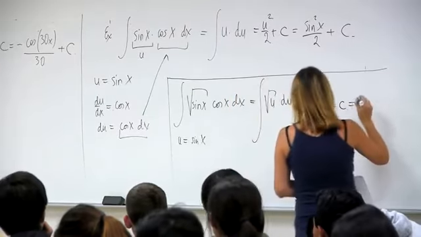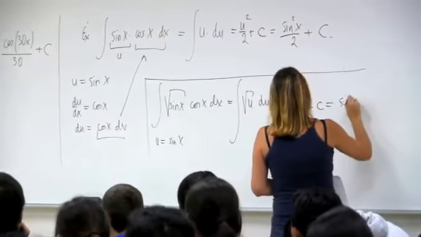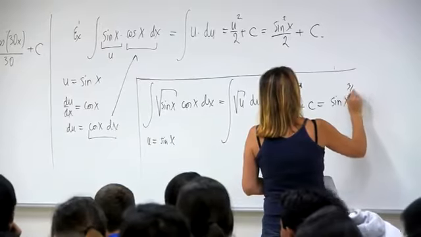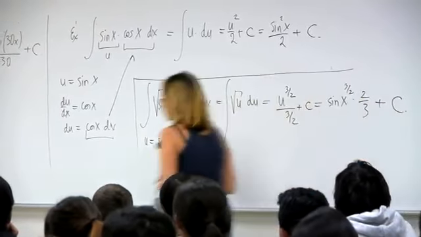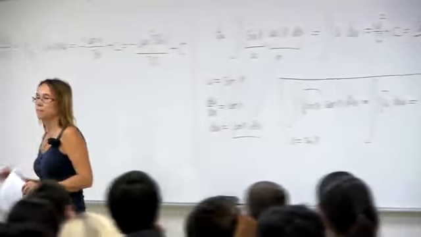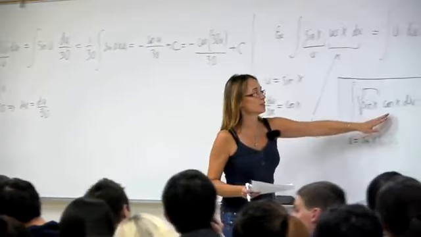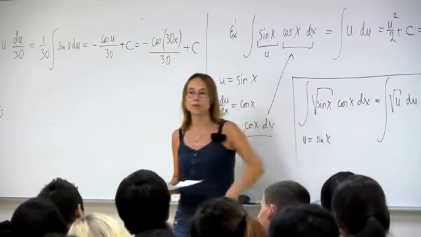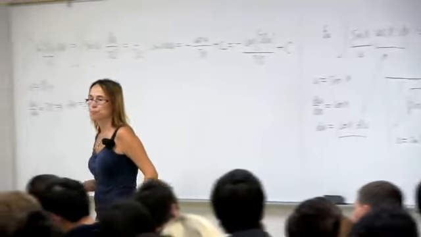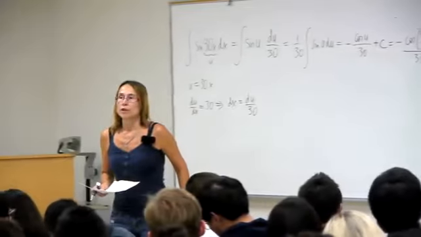So to finish this example, I have sine x to the 3/2 times 2/3 plus c. Okay? So I have a function of a function and the derivative of the internal function, which could be multiplied by a constant. Okay, so the next example is more complicated.